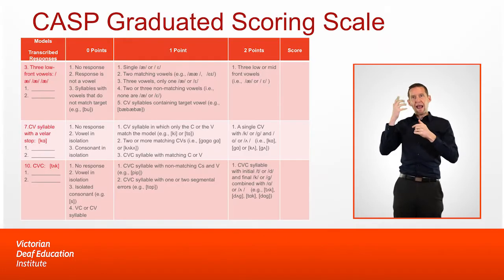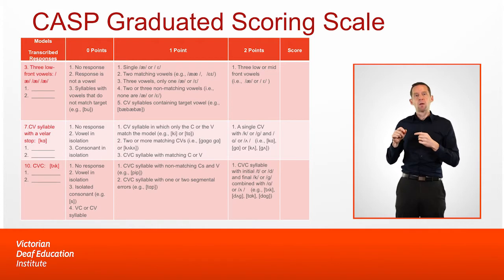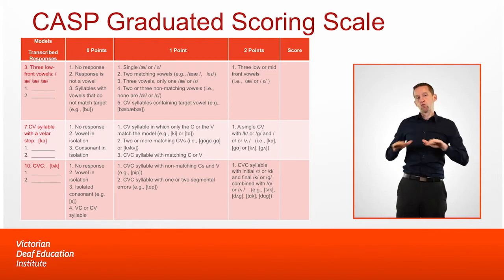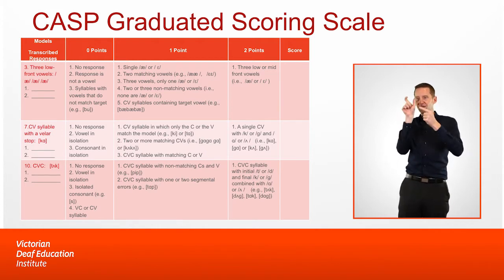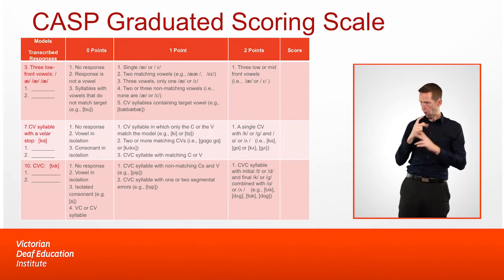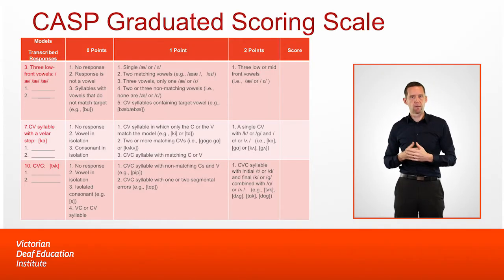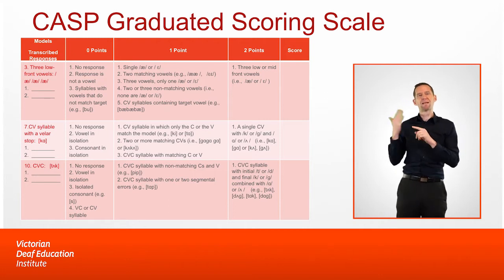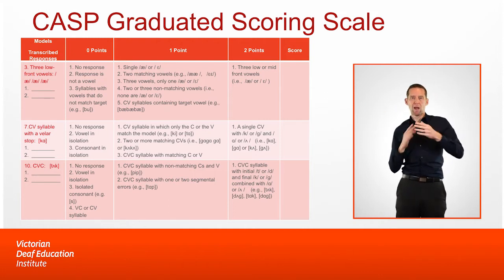That's item 3 on the CASP. You see 2 lines there because children's imitative attempts are transcribed on those lines, and then a child can have a second chance if they're willing to imitate it again and their first response wasn't acceptable. So here are the criteria for 0 points, 1 point, 2 points.